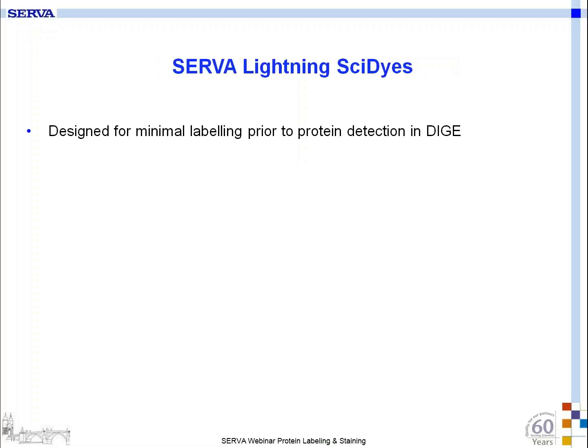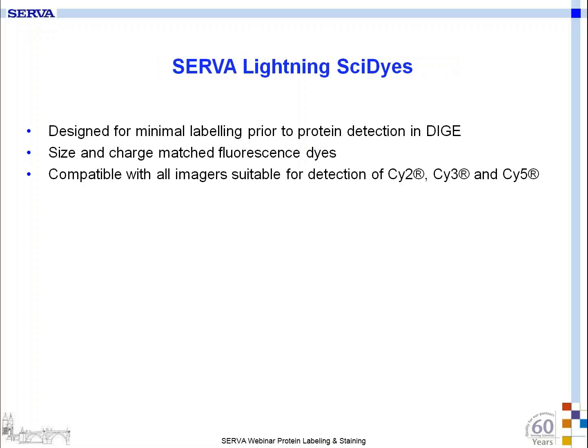The chemistry is the same as in the original SciDyes. They are for minimal labeling. In 2D electrophoresis, you have the size and charge matched fluorescent dyes, of course, for mass spec. They are compatible with all imagers that are also used for the Sci 2, 3, 5 dyes, for example, a Typhoon scanner or whatever you have.